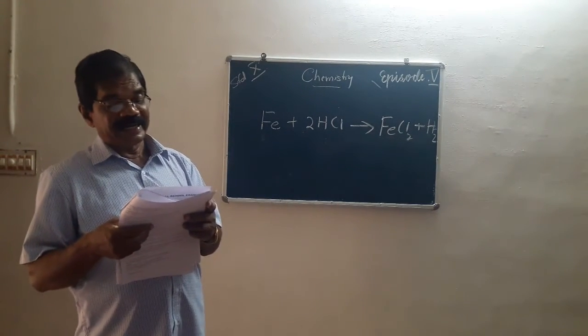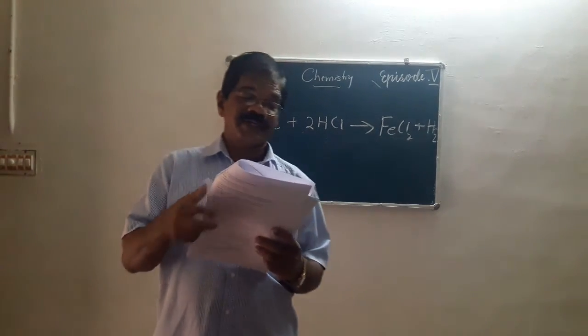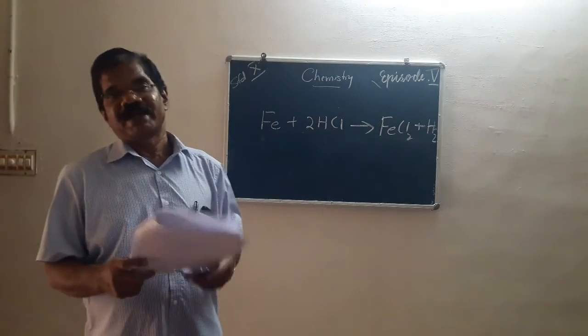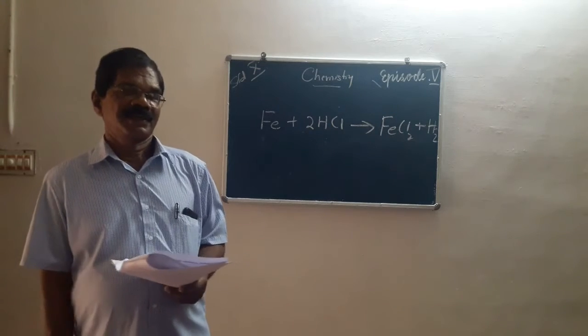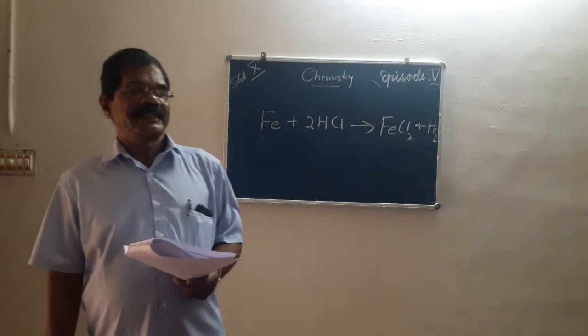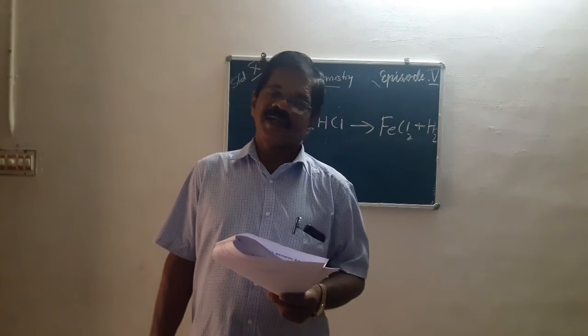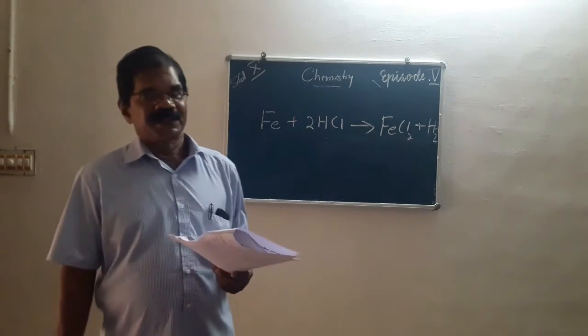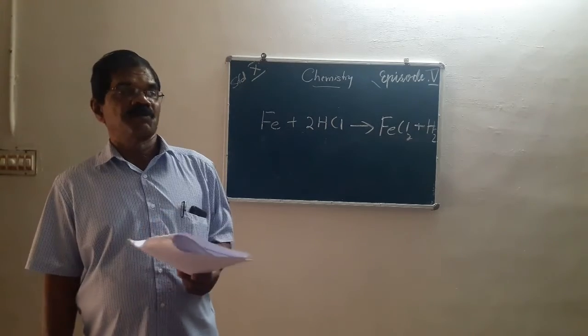what is a balanced chemical equation? Why should a chemical equation be balanced? I have repeated this. What is a balanced equation? If the number of each atom on the reactant side and the product side are equal, it is said to be a balanced equation. The number of each atom on both sides is equal.